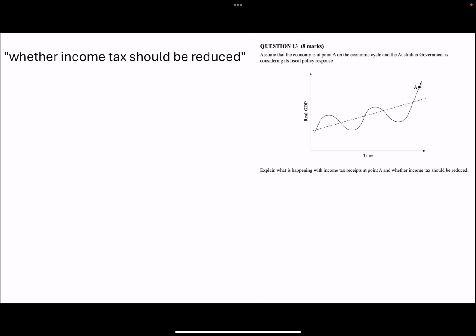The second part of the question ponders whether income tax should be reduced. You have to make a decision. You have to evaluate something. You have to come to a position. And whenever we evaluate, you come to the decision and you must justify it.